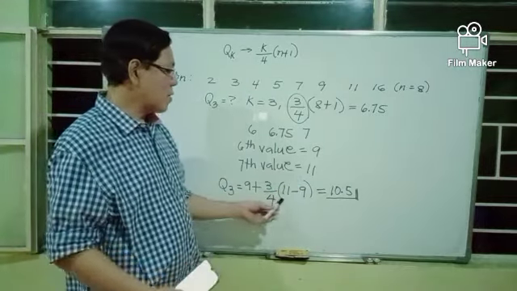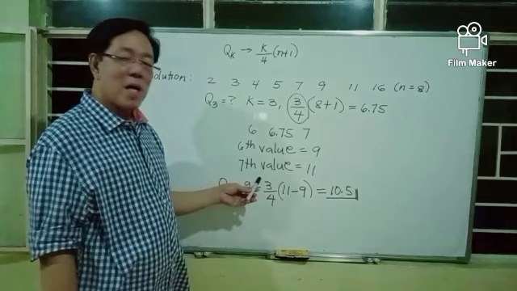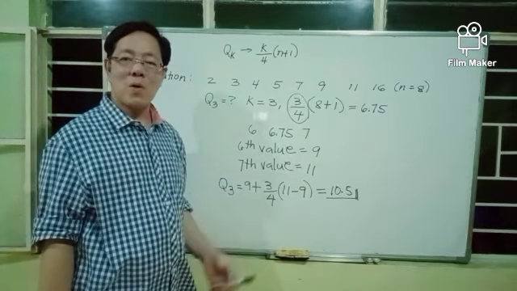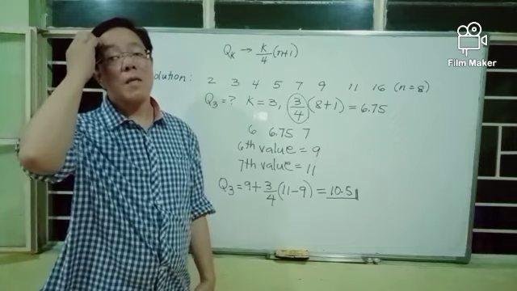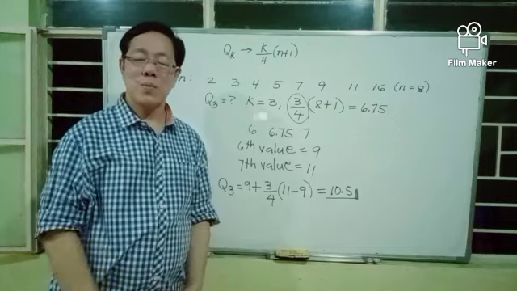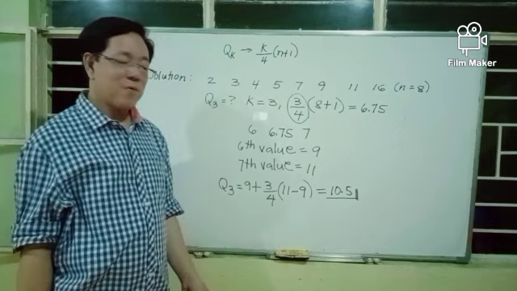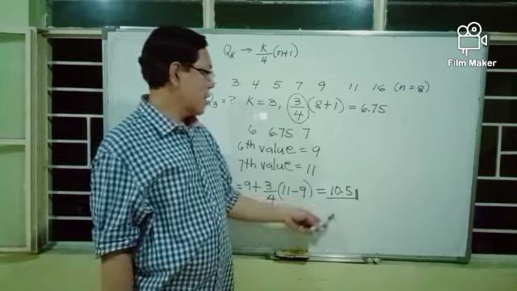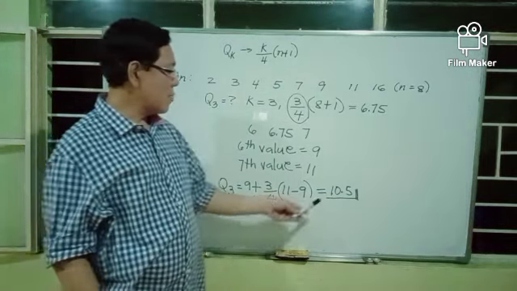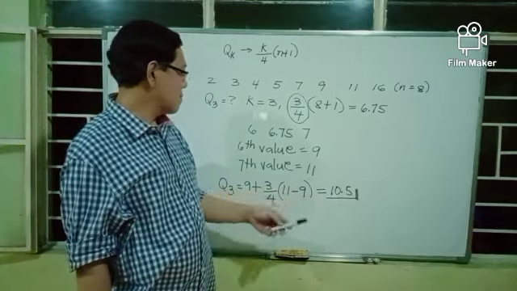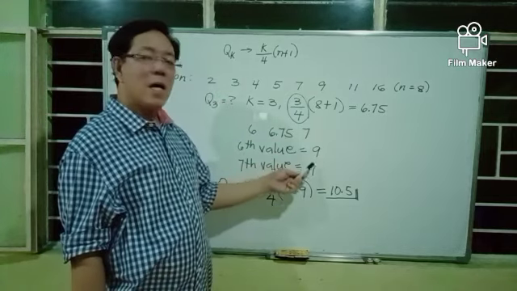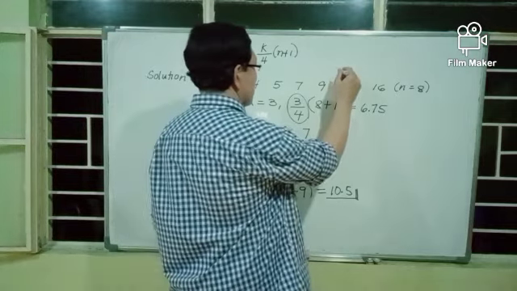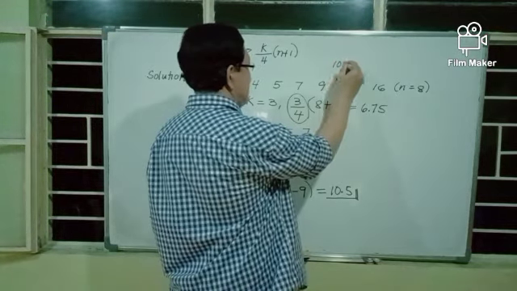Again, 11 minus 9 is 2. Multiply by 3 is 6 over 4. 6 over 4 to the lowest terms is 3 over 2. And 3 over 2 is 1.5. Plus 9 is 10.5. So the third quartile, 10.5, is between 9 and 11. 10.5 is between 9 and 11.